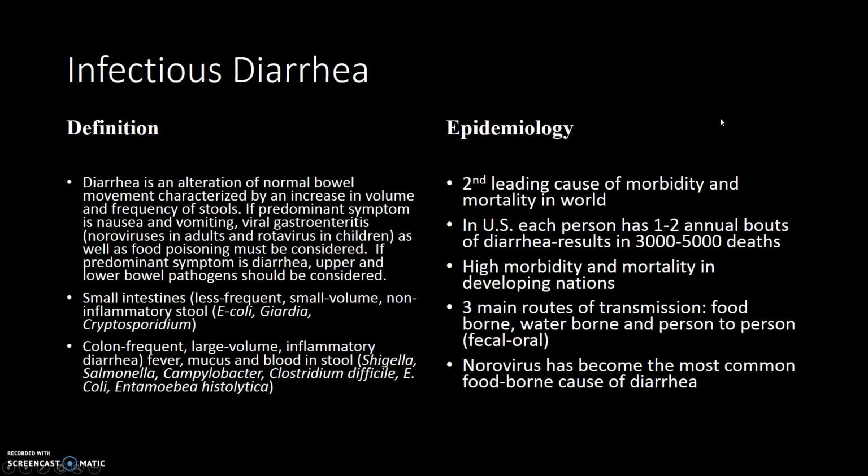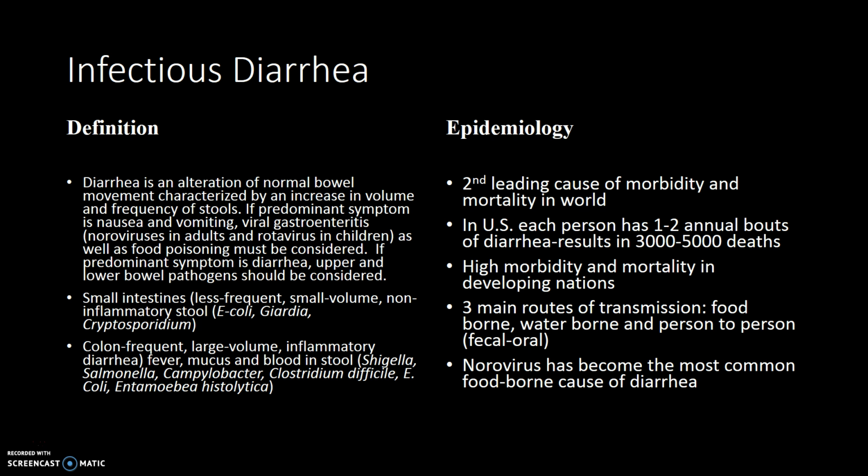So diarrhea is an alteration of normal bowel movement. It's characterized by increase in volume and frequency in stools. But there is a way that we can differentiate gastroenteritis, viral gastroenteritis, and food poisoning versus diarrhea that is from an upper or a lower bowel pathogen. So let's look at that. If the predominant symptoms are nausea and vomiting, then you need to consider viral gastroenteritis and/or food poisoning. And remember that norovirus in adults is the most common cause, and rotavirus in children.